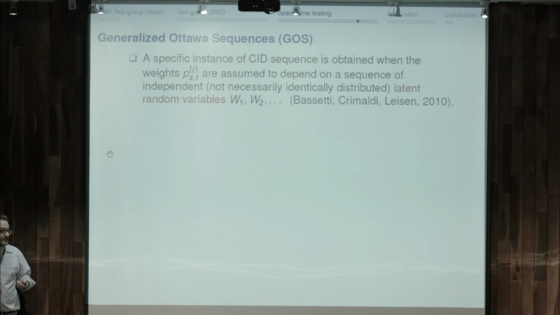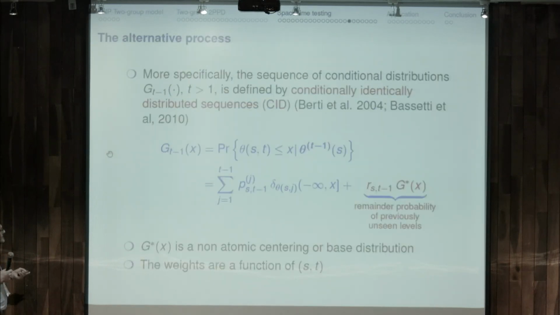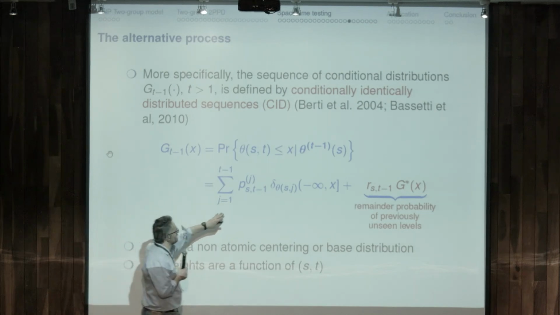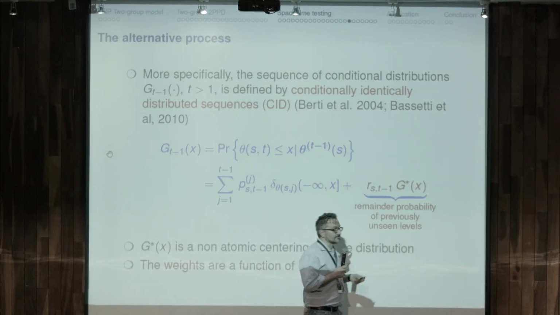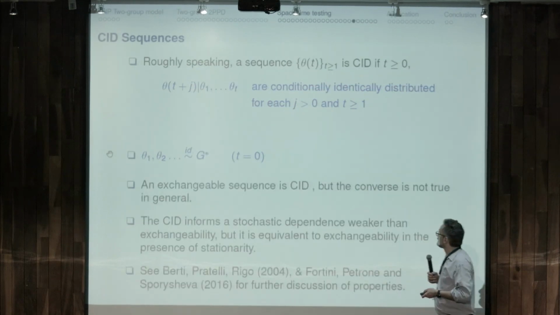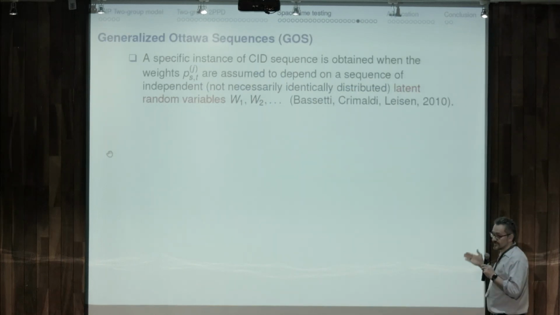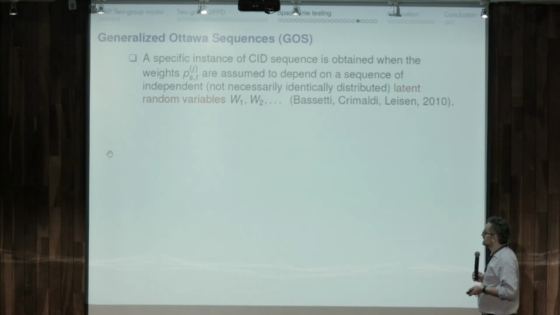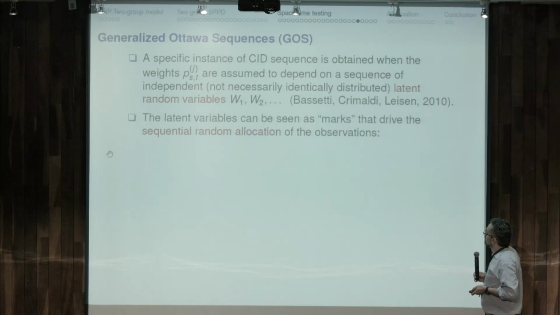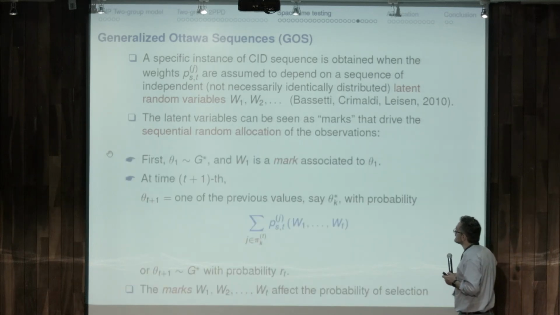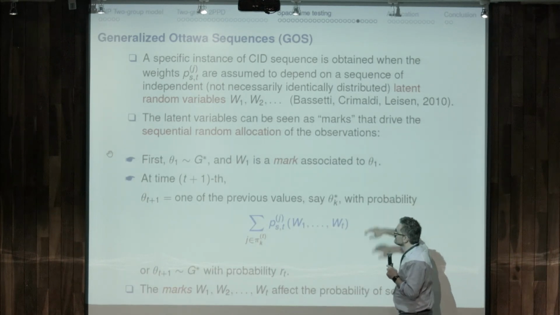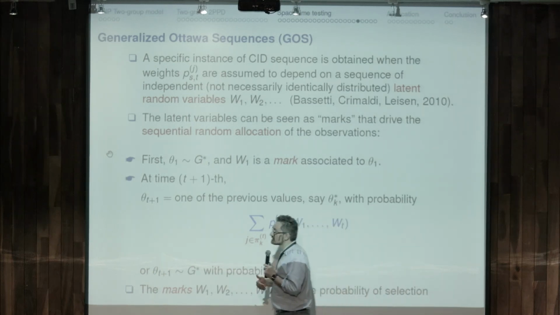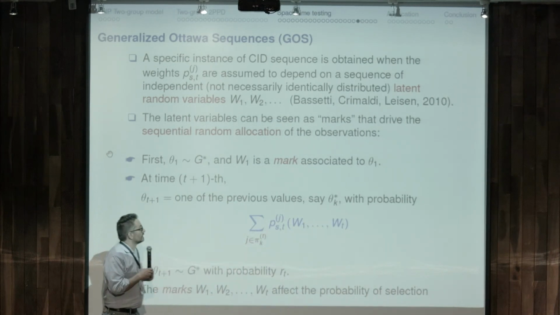Basically, they suggest that a quick way to allow these guys to depend over the time points is simply to introduce some latent random variables at each time point, W1, W2, that can be seen as marks that drive the sequential random allocation of the observations.